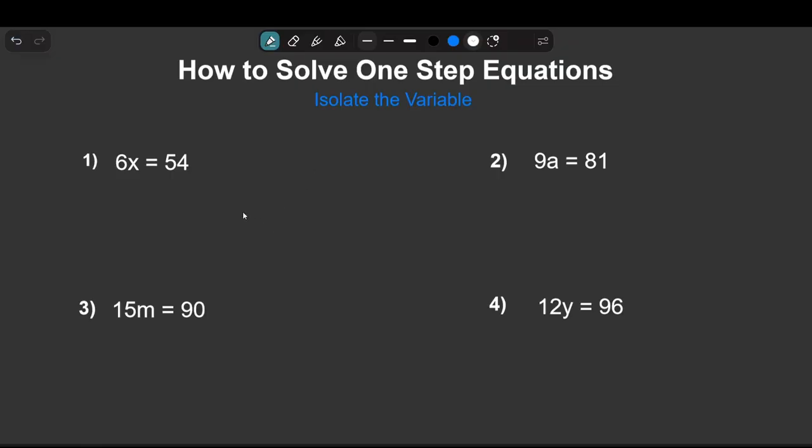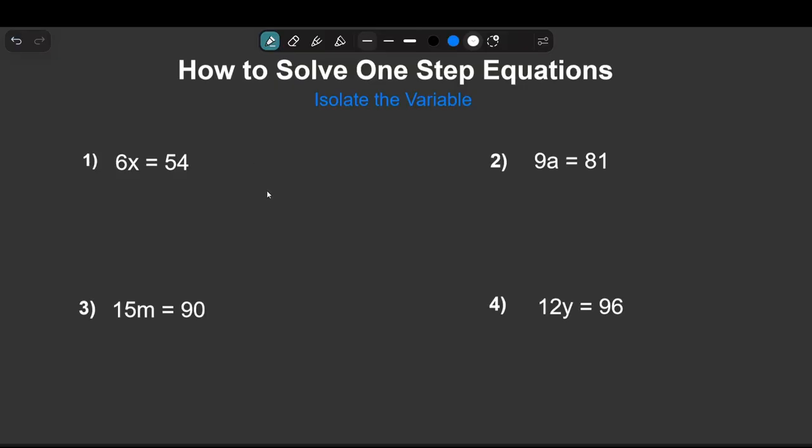Let's jump into number 1, where we have 6x equals 54. Now remember, anytime you see a variable right next to your number, it means we are multiplying the number by the variable. So this basically means 6 times x equals 54. So whenever the variable is next to the number, we are multiplying. So we need to know 6 times something equals 54.